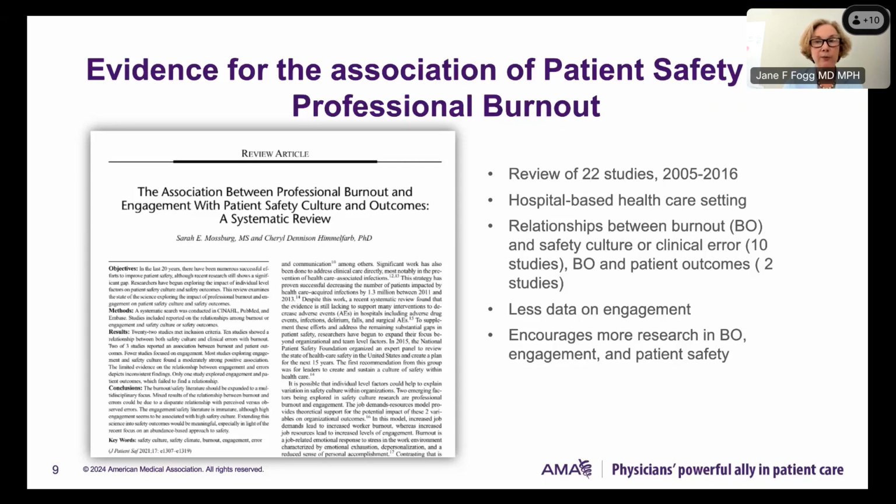This paper is one of many, but it is a systematic review from 2021, looking only at hospital-based settings, but looking at specific studies that examined the relationship between the burnout or the engagement of the professionals and the safety culture or outcomes. And they did see relationships. Importantly, though, the authors encourage us to continue to do this research. There is a relationship here, but we don't know enough about it to be certain about the best direction to go. Next slide.